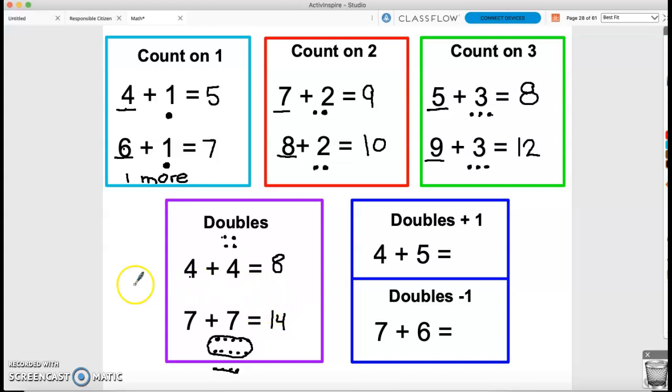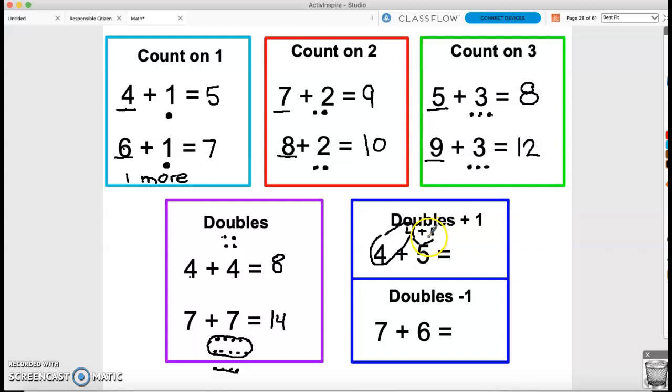All right. Now we have doubles plus 1. So when I do doubles plus 1, I want to make that bigger number a double and a plus a 1. So I know 5, I want to make it a double with a 4. So I know that 5 is really 4 plus 1. So here's my double, 4 plus 4. We just said 4 plus 4 is 8.